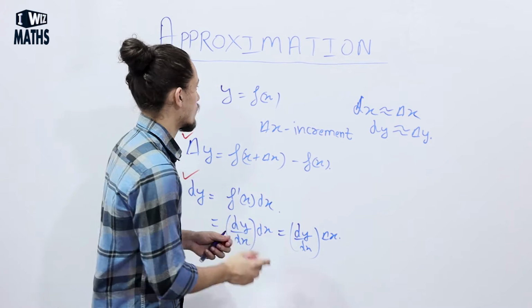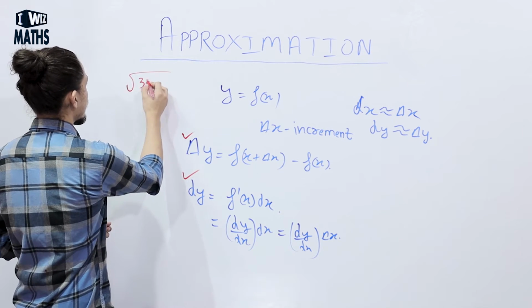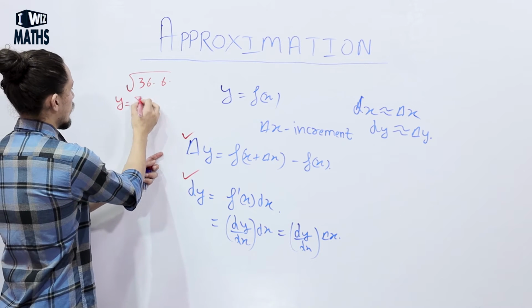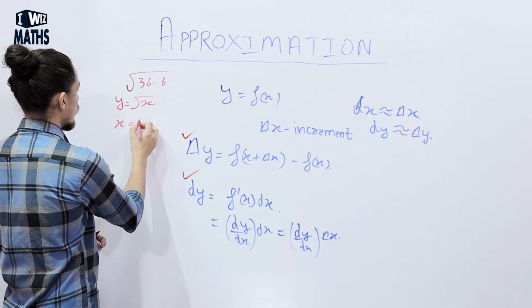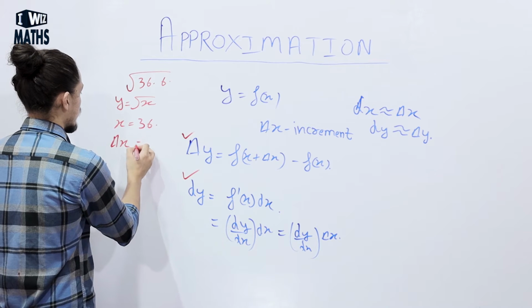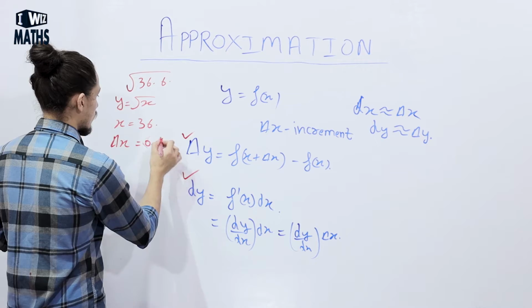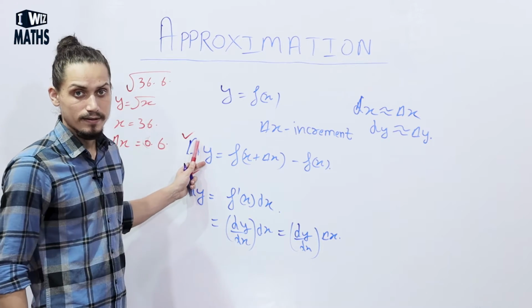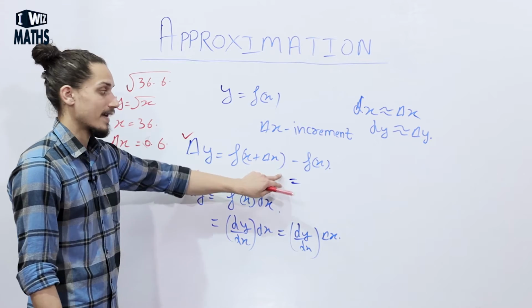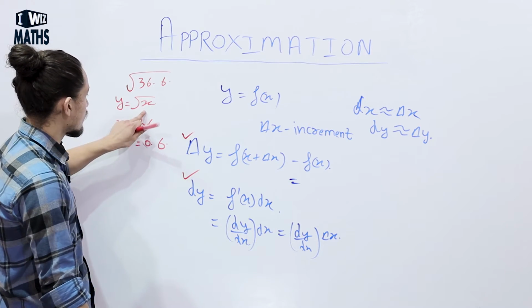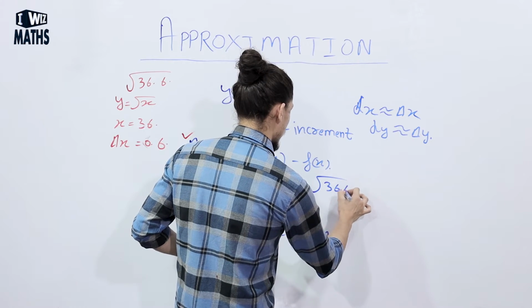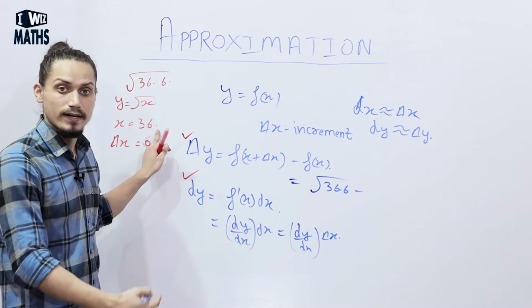For example, suppose we have to find value of under the root 36.6. Now suppose y is equal to under the root x, where x is equal to 36 and the small increment in the value of x, that is delta x, is equal to 0.6. So we need to find the value of delta y here. So delta y will be equal to, from this formula, f of x plus delta x minus f of x. Now f of x plus delta x will be 36 plus 0.6, that is under the root 36.6, minus f of x will be under the root 36.